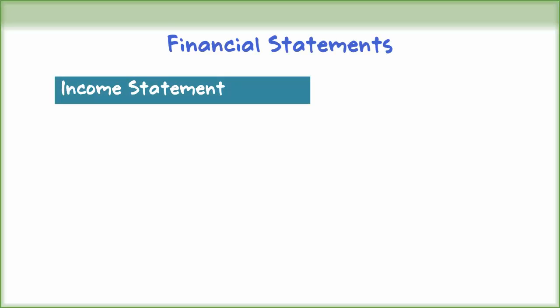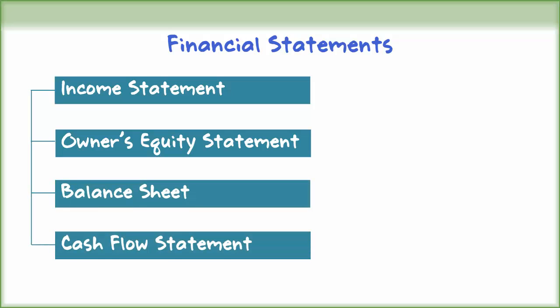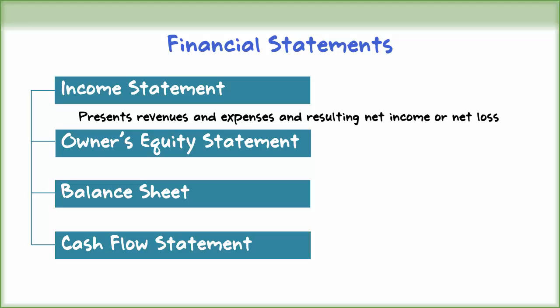Financial statements are comprised of an income statement, an owner's equity statement, a balance sheet, and a statement of cash flows. An income statement presents the revenues and expenses and resulting net income or net loss for a specific period of time. An owner's equity statement summarizes the changes in owner's equity for a specific period of time.